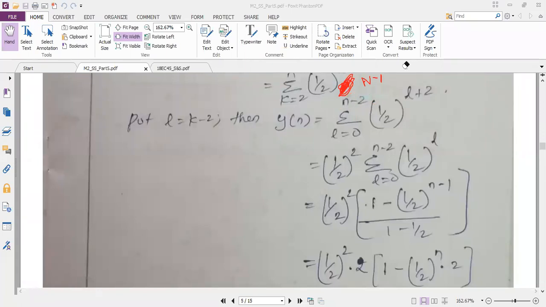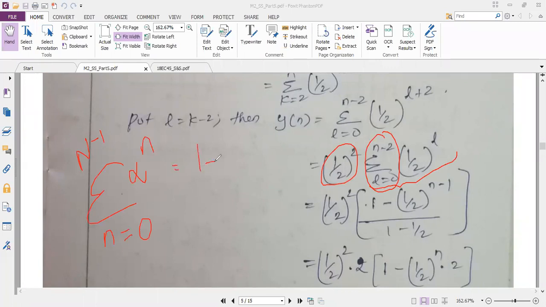So what I will do first, I want to move the constant term outside. So 1 by 2 power L into 1 by 2 power 2. So 1 by 2 power 2 is constant, which will be moving outside. So inside the summation, I will be getting 1 by 2 power L. So here the summation is L is equal to 0 to n minus 2. The formula which I am going to apply is, listen, summation n is equal to 0 to n minus 1, alpha power n, equals 1 minus alpha power n by 1 minus alpha.